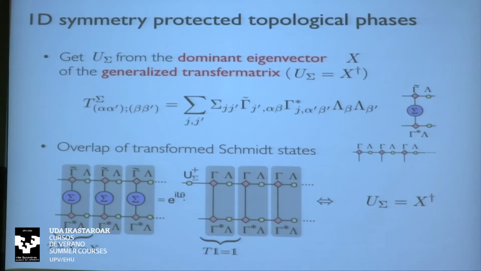So even though maybe conceptually not so easy to see, in practice this is quite straightforward. If you have some infinite system TEBD or DMRG code, you take the ground state that pops out, so you just get the matrices, and from these matrices you can directly construct this mixed transfer matrix, which is just multiplying the matrices together with the symmetry operation, and then you diagonalize this matrix. And from the largest eigenvector of this matrix, you can then directly read off the topological invariant.